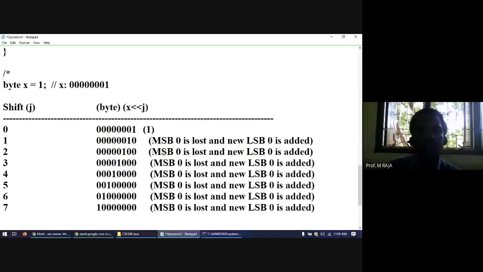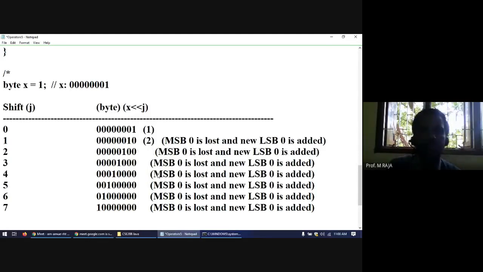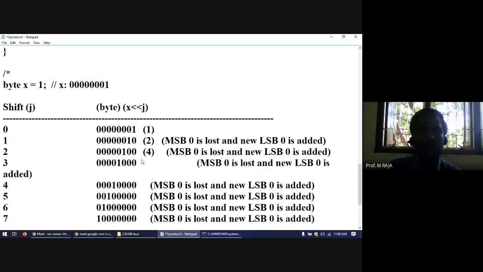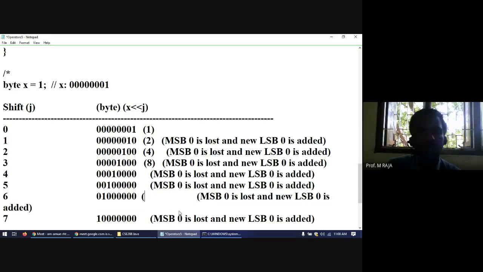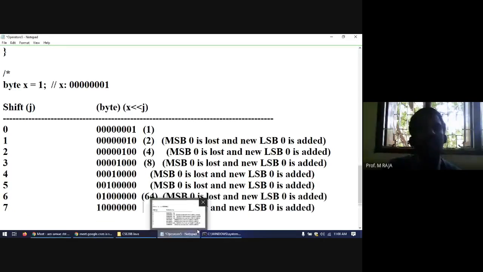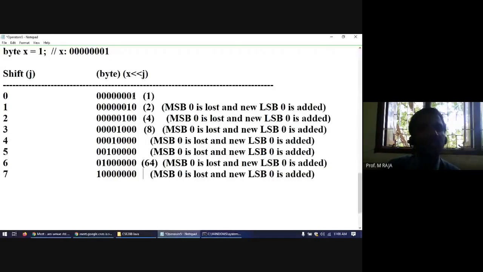Next stage, this is the value 2. Then this is 4, a multiplication by 2. This is 8. Likewise, this is 16, and here 32, 64. Here the value is 64. Then what about here? What about the value of byte of x less than less than j during the 7th shift operation?